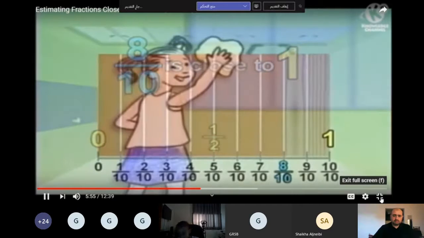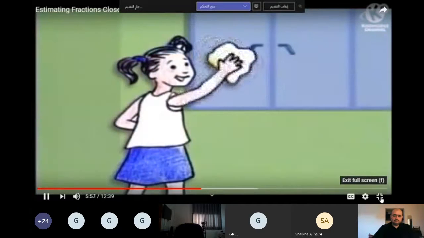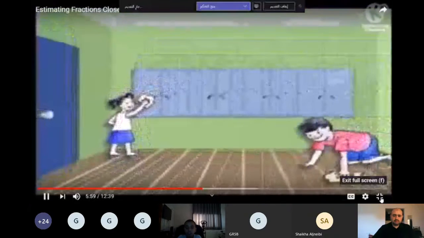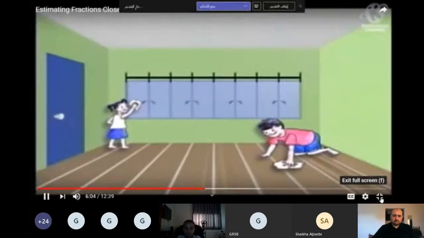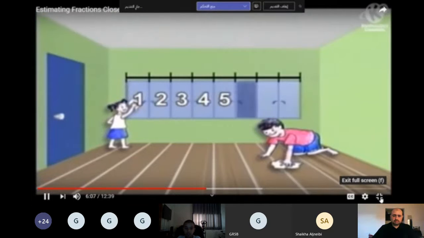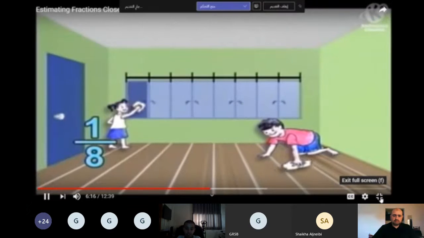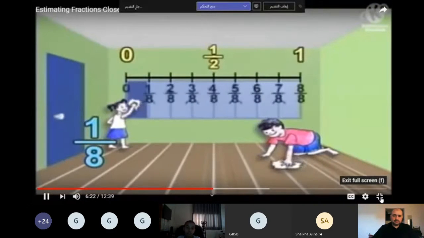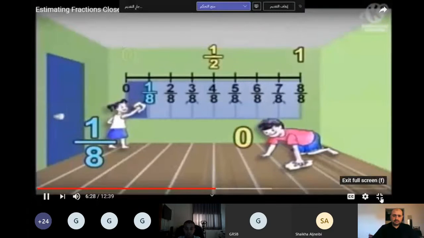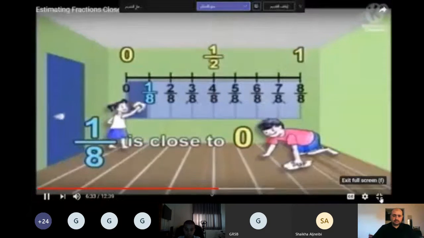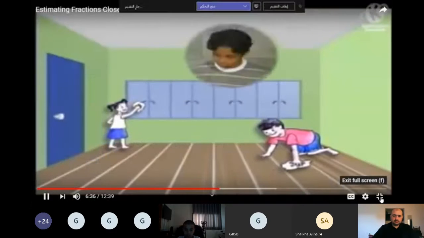Now, let's see how the girl is doing. Oh no, she still has a lot of cleaning up to do. Look, the window has 8 panels. The girl has wiped just 1 panel out of the 8. 1 out of 8 is 1/8. Again, let's use a number line. This time, it is divided into 8 segments. In the number line, we see that 1/8 is nearer to the left, which is 0. So, 1/8 is close to 0. Looks like the girl is far from done.